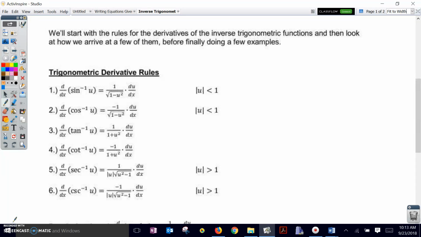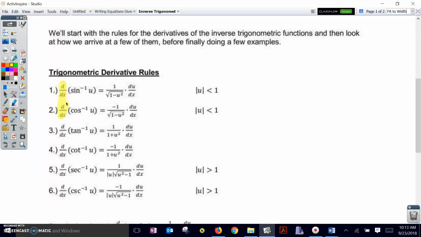In this video we're going to look at derivatives of inverse trigonometric functions. We're going to look at the rules for those and look at where some of them come from, just in case you get in a pinch, you can always derive them. The first thing I want to do is point out to you the connection between the inverse trig functions and their cofunctions and their derivatives.